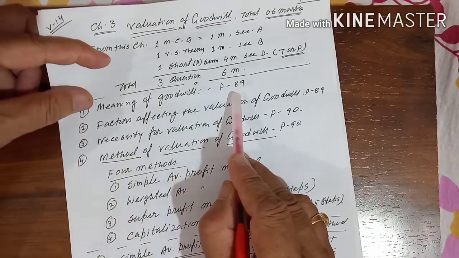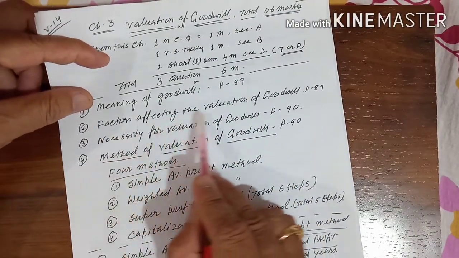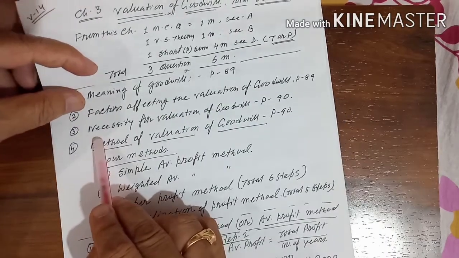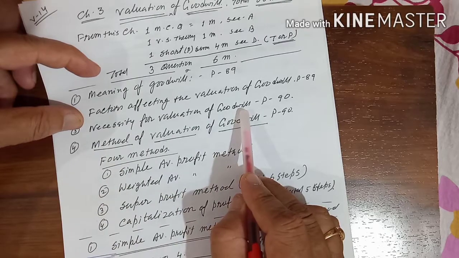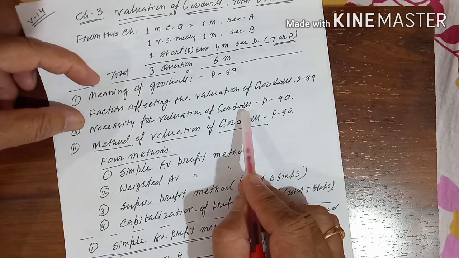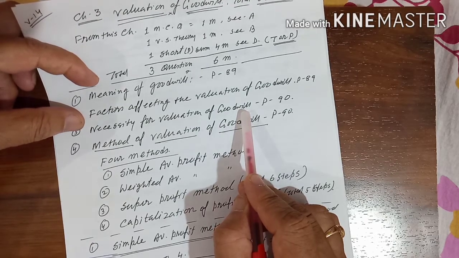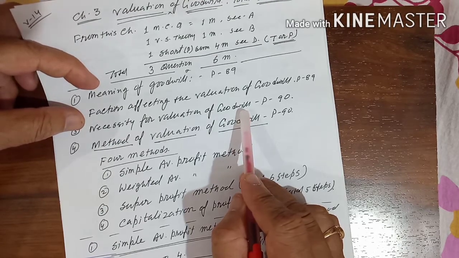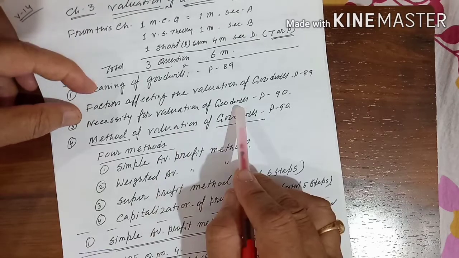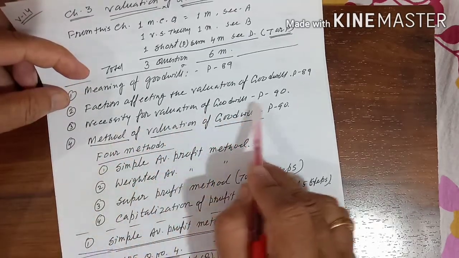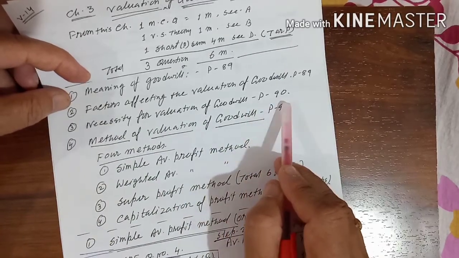Meaning of goodwill is on page number 89. Factors affecting the valuation of goodwill are on page number 89. Necessity: what is the necessity for calculating the valuation of goodwill? Whenever you are doing the final accounts, goodwill is required. In the case of a partnership firm, if one partner is coming and another partner is leaving, or if any death case comes, goodwill amount is also required. This is the necessity of the valuation of goodwill, on page number 90.